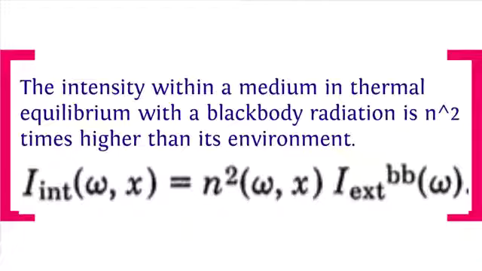we go ahead, let's just reiterate this. It's the same thing as I said before. The intensity within a medium in thermal equilibrium with blackbody radiation is n squared times higher than its environment, which is what we said. So notation-wise, the intensity in the interior, that's what that INT means, as a function of omega and x, where x is the position and omega is the frequency, is n squared times the intensity in the exterior. And this BB refers to a blackbody. And of course, in the exterior, there's no x. It's uniform. So you only have a function of omega.